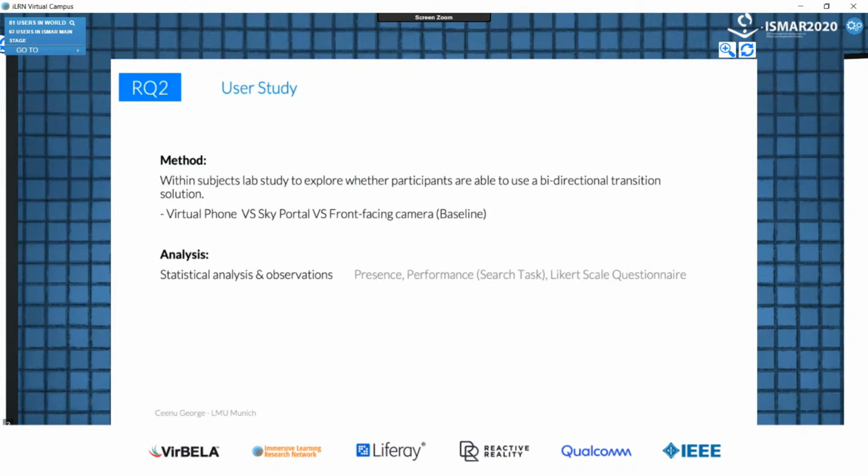We used statistical analysis and observations, which we also analyzed to discuss the applicability of the virtual phone for transitions. Specifically, we measured things such as presence, performance during the search task that participants had to perform while using the virtual phone concept. And we also had a questionnaire. So our contribution here is the virtual phone as a prototype, and also an extensive discussion for how to extend this prototype.